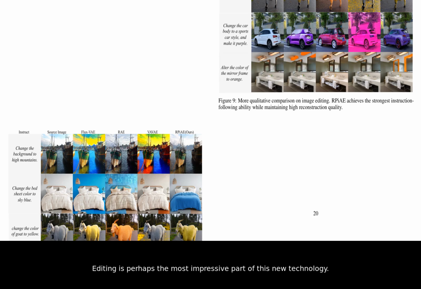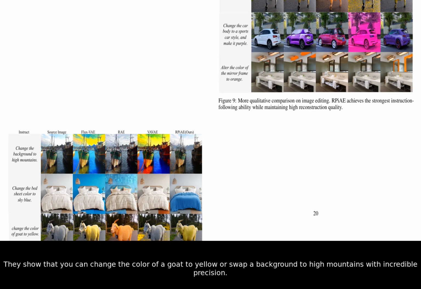Editing is perhaps the most impressive part of this new technology. They show that you can change the color of a goat to yellow or swap a background to high mountains with incredible precision. Because the model understands the original image so well, the new edits blend in seamlessly without any weird digital artifacts.